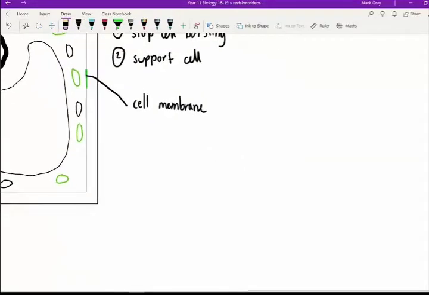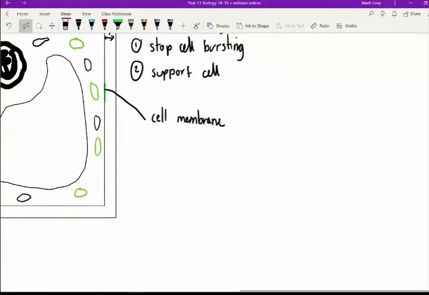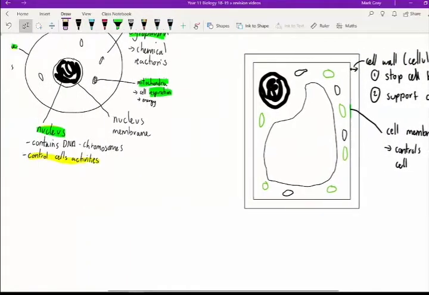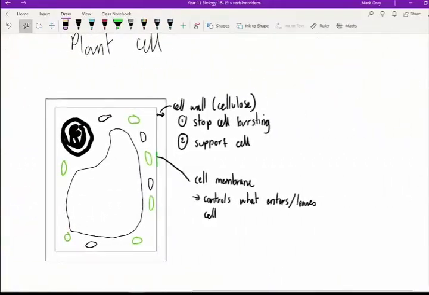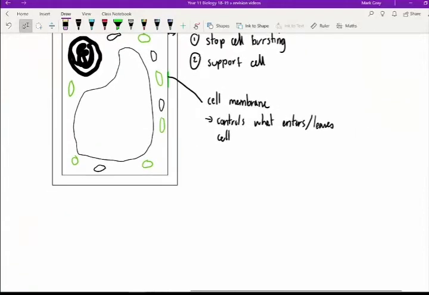So this has exactly the same role in a plant cell as it did in an animal cell, and it controls what enters and leaves the cell, or in other words, controls what goes in and out. So it was exactly the same in an animal cell as it is in a plant cell. Now, as well as that, we've also got this, which is a cytoplasm, and that is again where some chemical reactions take place.